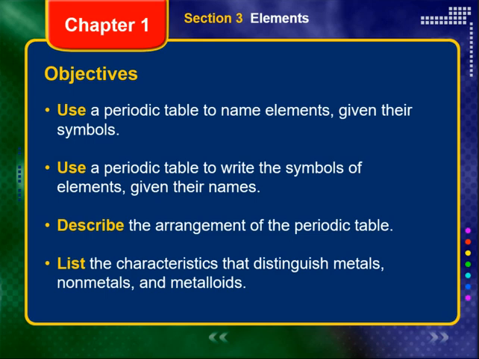At the end of this video, you should be able to use a periodic table to name elements given their symbols, use a periodic table to write the symbols of elements given their names, describe the arrangement of the periodic table, and list the characteristics that distinguish metals, nonmetals, and metalloids.